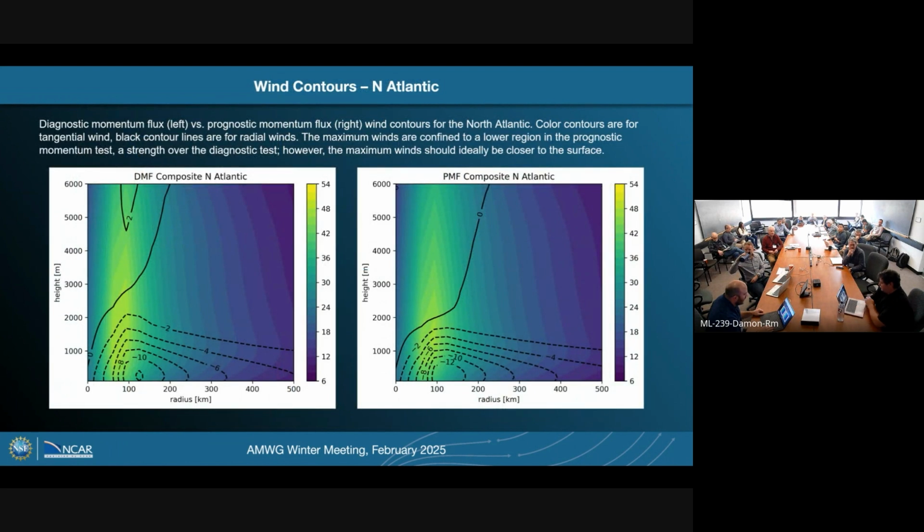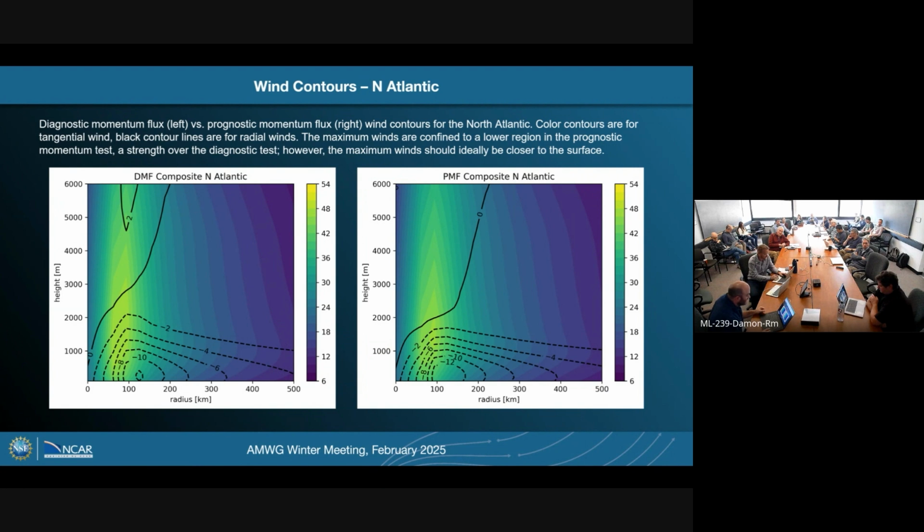These are composite storm plots. I think in the North Atlantic, there were somewhere in the area of maybe 500, give or take, storms in the diagnostic and prognostic cases. And these are basically averaging over storms in that region that have central pressures or surface pressures less than 97,000 pascals.